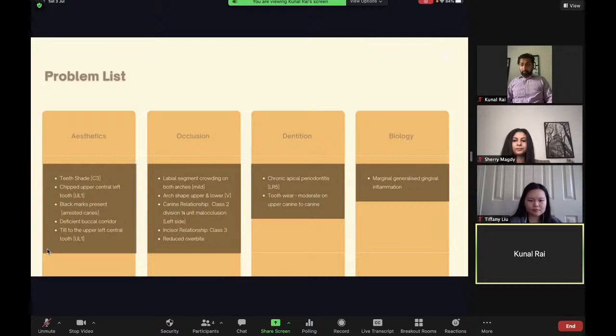So from the aesthetics, we gathered that the teeth, I will show you pictures of his teeth just after this, so you get an idea. The teeth shade in his case is C3. Now, worldwide, we have a uniform shade map, which is the Vita shade map. And in that, he had a C3. Alongside, he had a chipped upper central left tooth, which is this one.